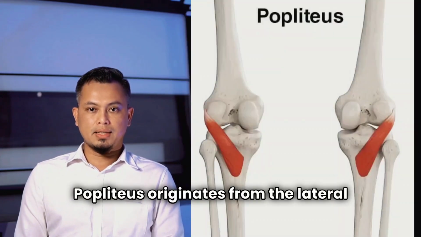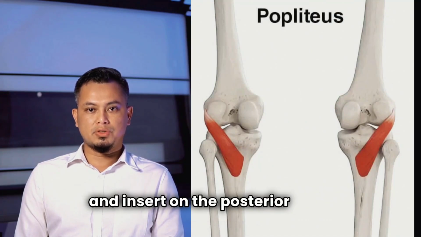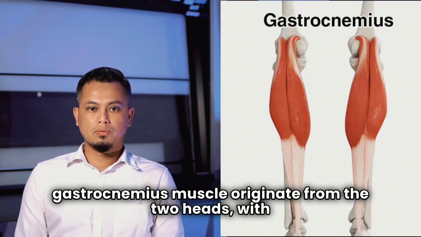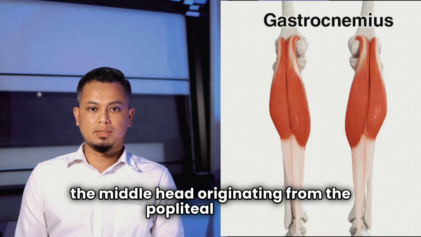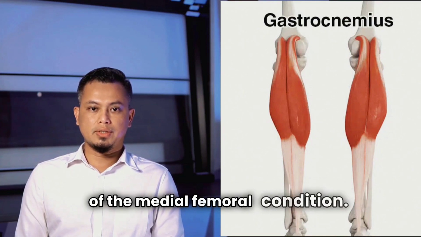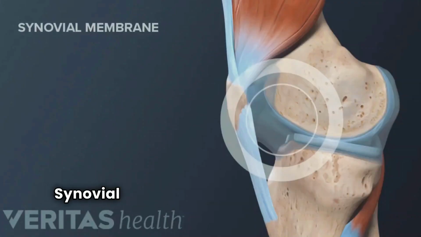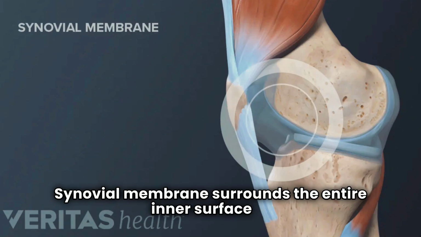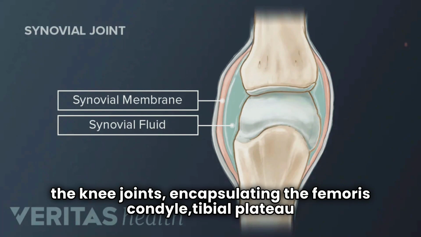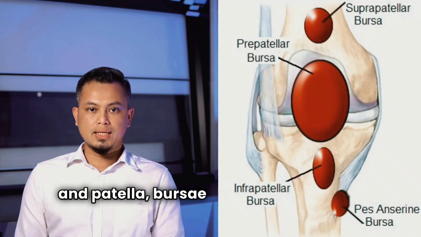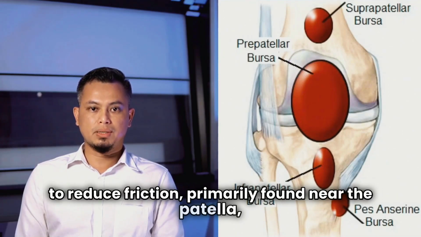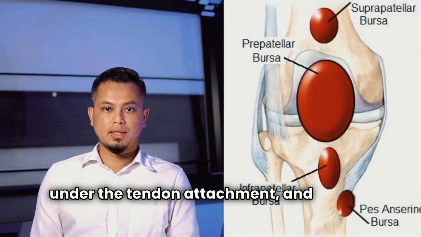Popliteus originates from the lateral femoral condyle and inserts on the posterior tibia. The gastrocnemius muscle originates from two heads, with the medial head originating from the popliteal surface of the femoral shaft and the posterior surface of the medial femoral condyle. The synovial membrane surrounds the entire inner surface of the knee joint, encapsulating the femoral condyle, tibial plateau, and patella. Bursae are strategically placed around the knee to reduce friction, primarily found near the patella, under the tendon attachments, and around muscles.